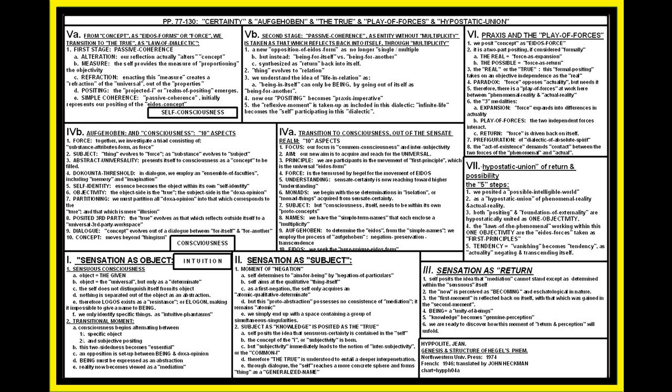Praxis and the play of forces. We posit concept as eidos force. It's a two-part positing, if considered formally. The real equals force as expansion, and the possible equals force as return. Now the real or the true, this formal positing takes on an objective independence of its own as the real or the true. So the realm of positing becomes the realm of the notion of the true. The realm of positing becomes the realm of the notion of the real.